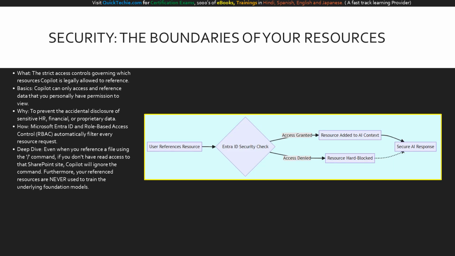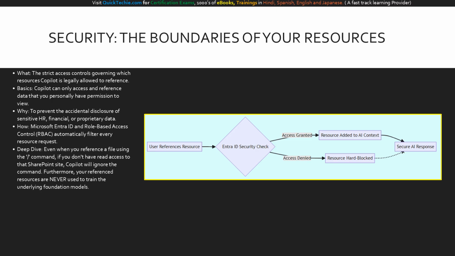As we become experts at pulling resources into our prompts, we must address security. Can Copilot reference a highly confidential HR document if you ask it to? The answer is a hard no, unless you already have access to it. Copilot's ability to reference resources is strictly governed by your personal identity through Microsoft Entra ID and role-based access control. Copilot only sees what you see.